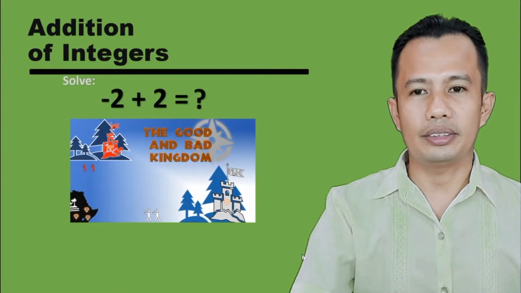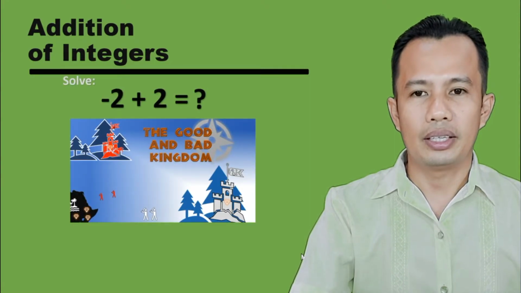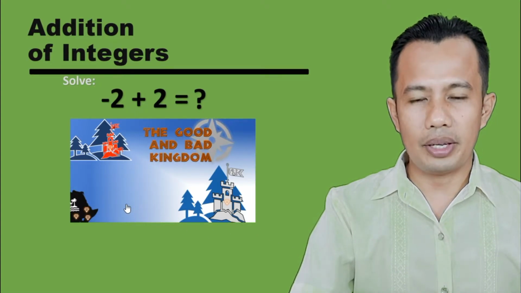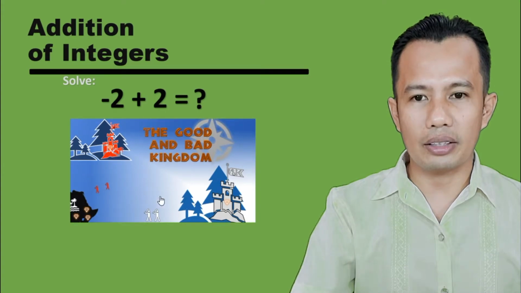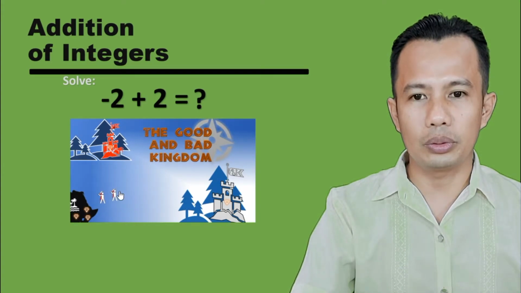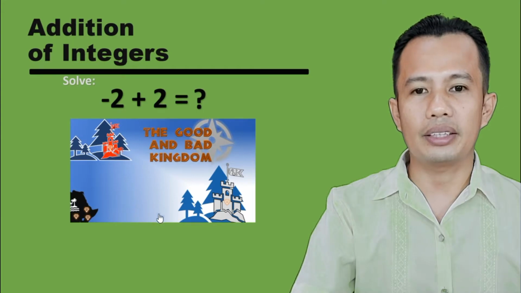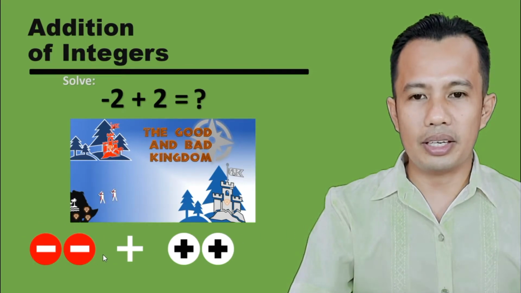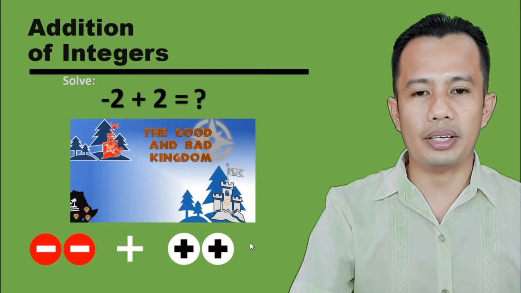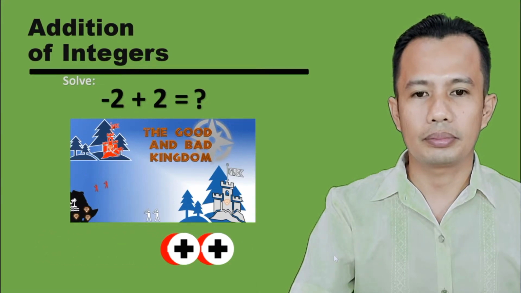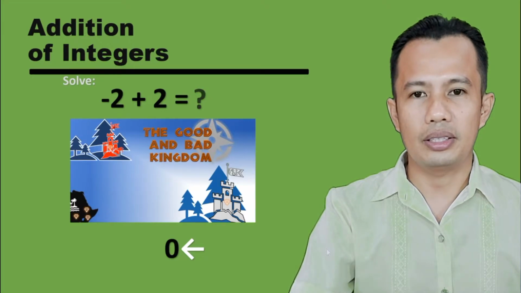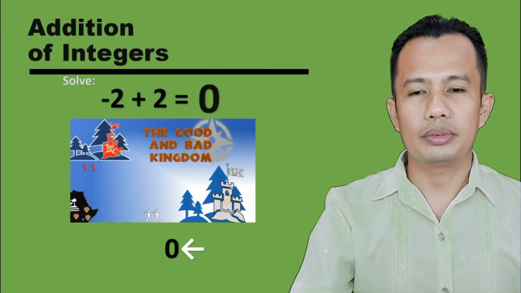Let's try also this example. Negative 2 plus 2. In this video clip, we can see that there are 2 red soldiers versus 2 white soldiers, and the result is nothing. Let's try using this illustration. Negative 2 circles plus positive 2 circles results in nothing, or 0. So the answer is 0.